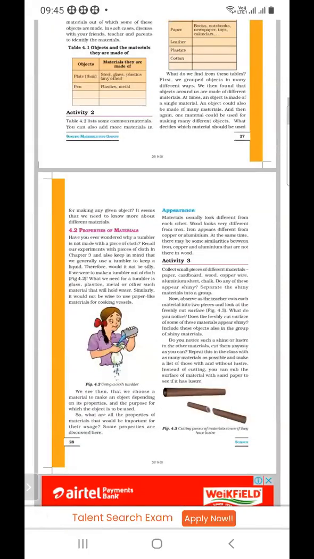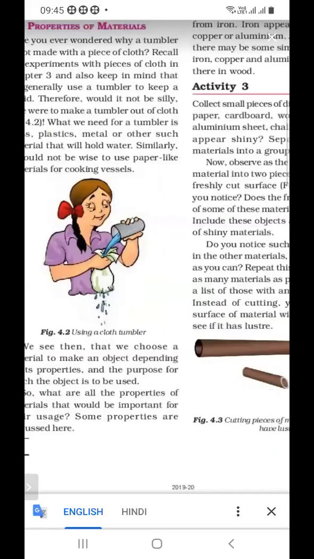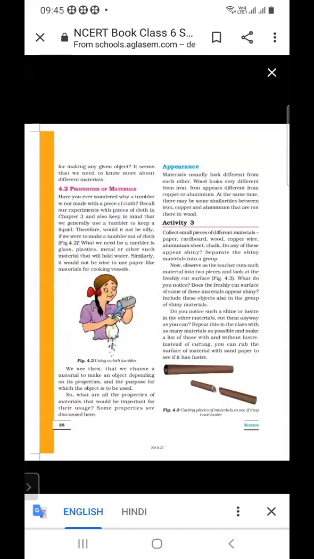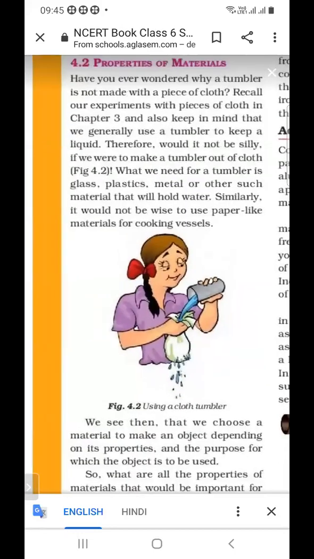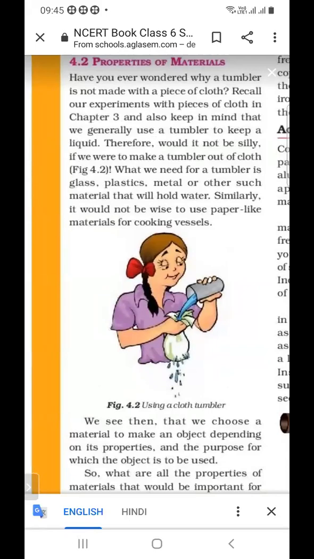So in the next topic, what are the properties of material? We have discussed this property many times. So what are the properties of materials? First is appearance. Next is soluble and insoluble. And in the next property, object may float or sink in water. So these are the properties of materials.